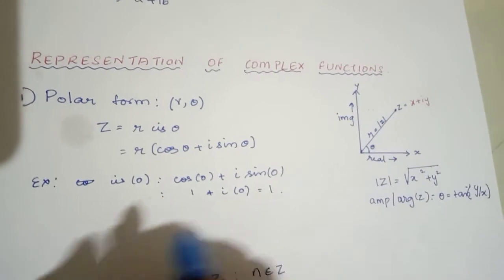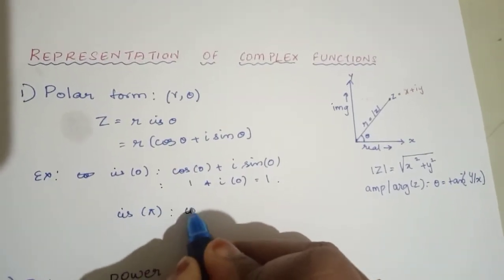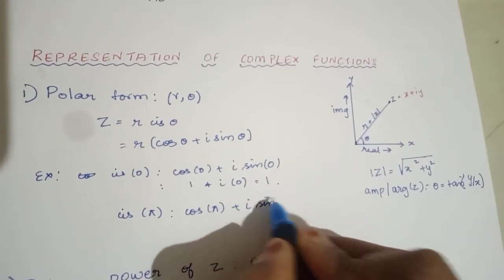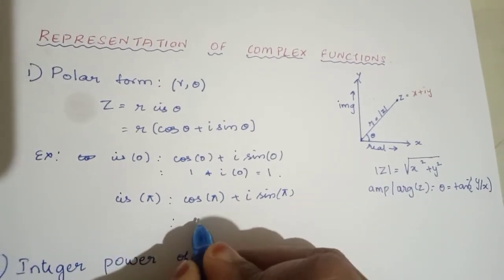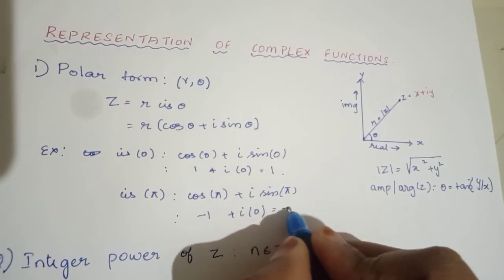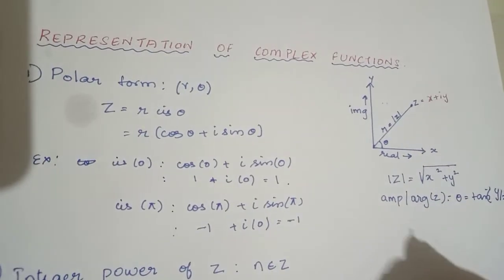Considering another example, cis pi. So cos pi plus i sin pi. What must be the answer? That will be -1 plus i into 0. The answer will be -1. And not only for pi, we can do it for pi by 2, pi by 4, etc., according to your need.